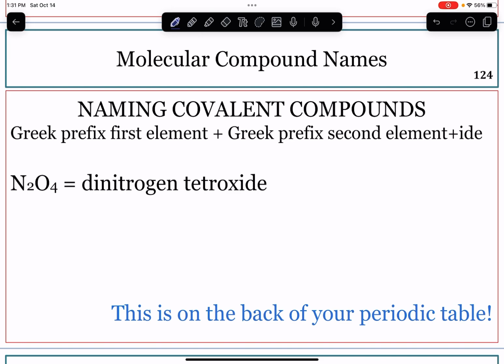There's lots of different compounds with just nitrogen and oxygen. And of course, we can't call them all nitrogen oxide. That would be very confusing. This is where we're going to use a Greek prefix on the first element to indicate how many we have. We have 2 nitrogens, therefore we will use the prefix di, which means 2. And then we use another Greek prefix on the second element and then change the ending to -ide, just like we did with the ionic compounds. The prefix for 4 is tetra. So we name this N2O4 as dinitrogen tetroxide.